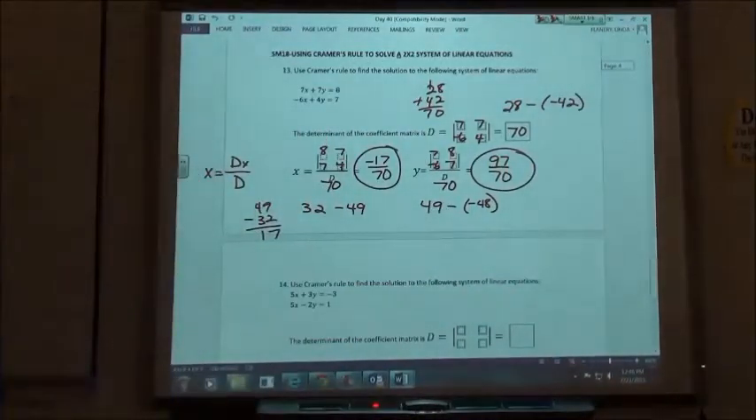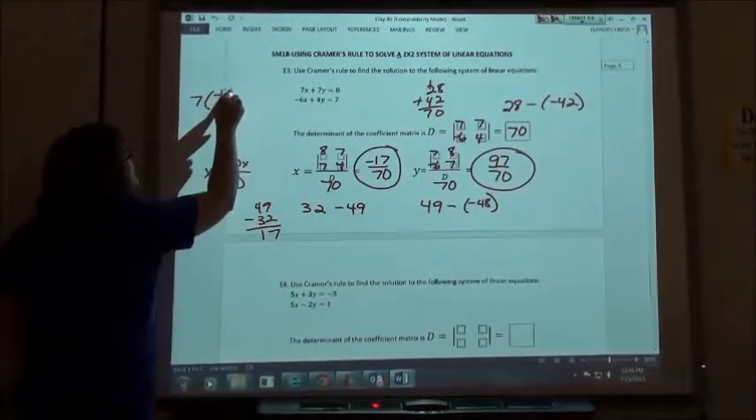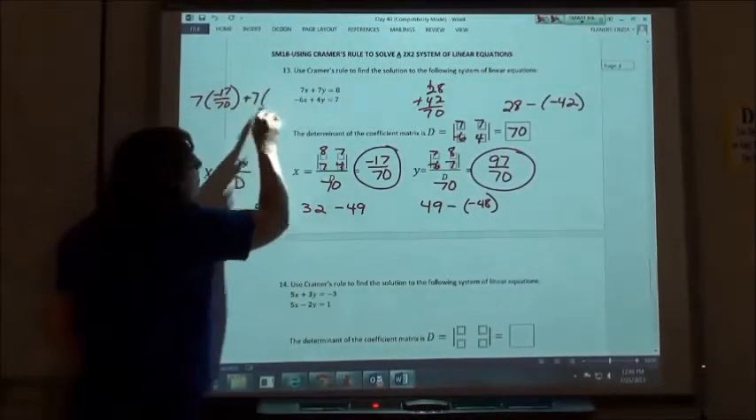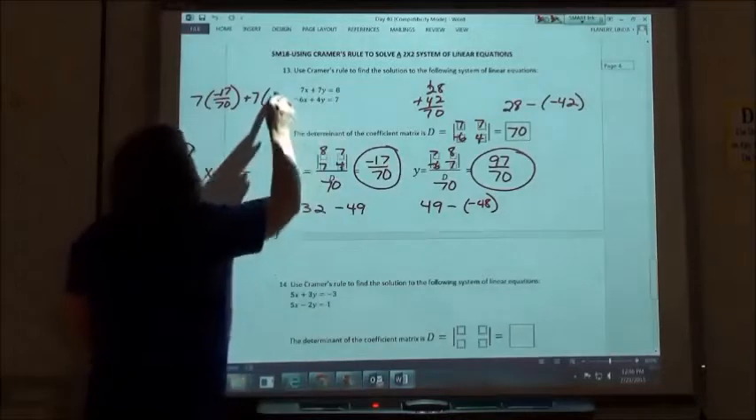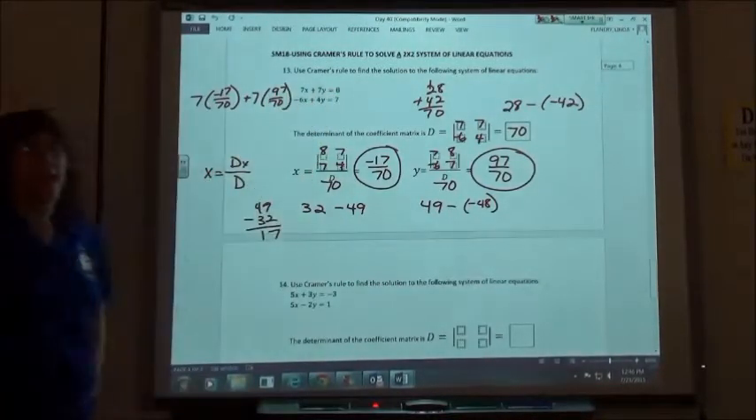70ths. So for fun, we're going to check our answer just to see if it works out right. Grab your calculator. We're going to take 7 times -17/70 plus 7 times 97/70 to see if we actually get an 8 or not.